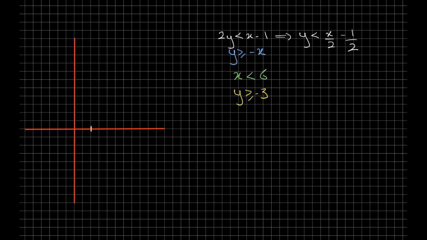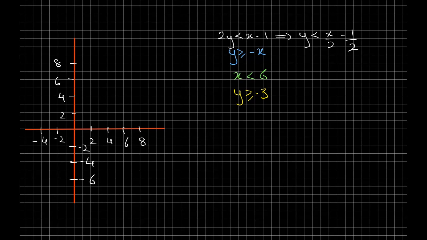So this is maybe 2, this is 4, this is 6, 8, and this is going to be minus 2, minus 4, minus 6. I didn't write down minus 2 because it was a lot of clutter, so I can write it down here. Now let's try the line y is equal to x over 2 minus a half, which means the slope is going to be a half.